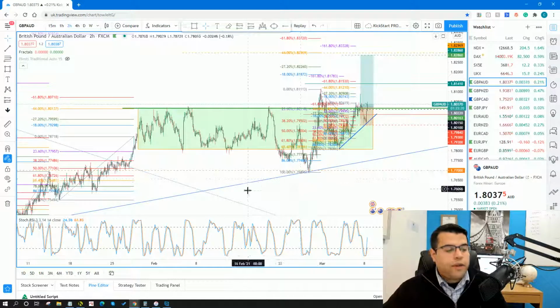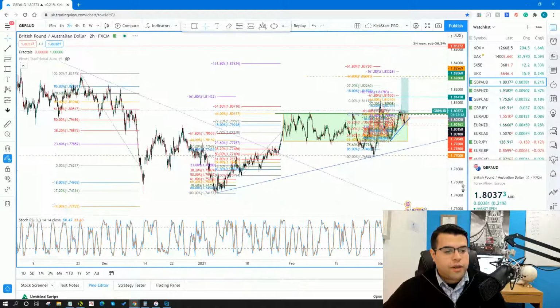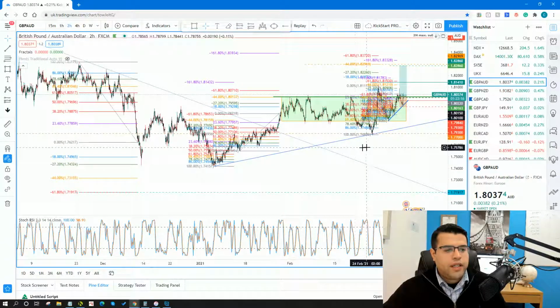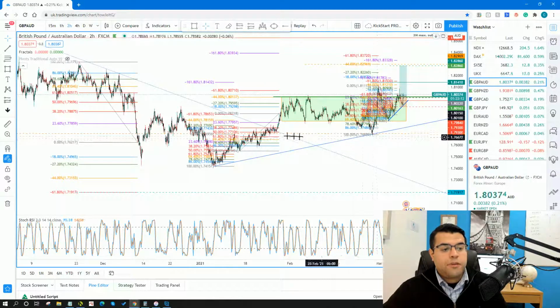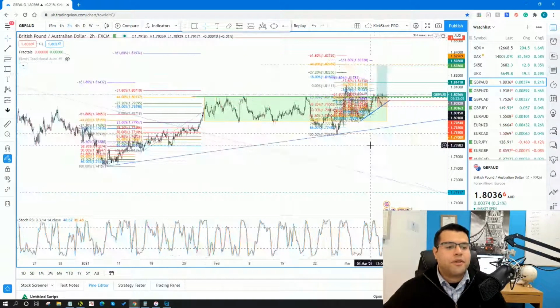At that 50, we also have the trend line here. This is the longer term outer trend line. And so the market came down to that trend line, found support both from the 50 itself and from the trend line. And you can see the wonderful rally that resulted.